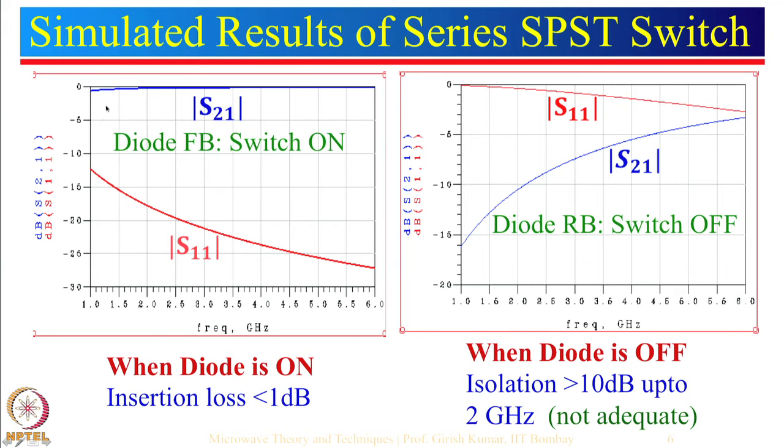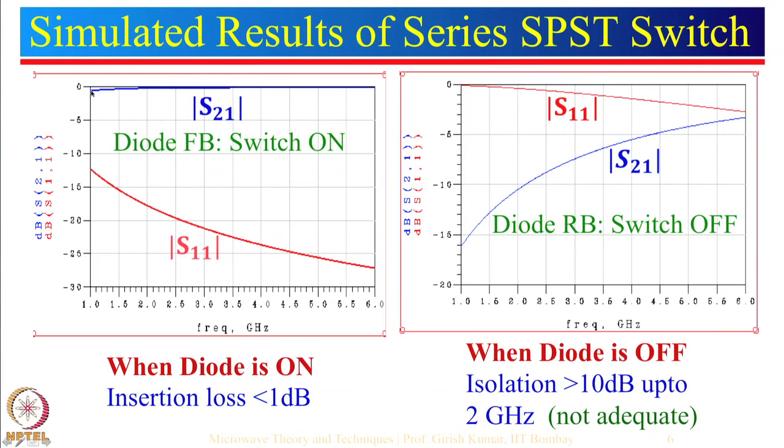Now you might wonder why there is more loss over here. Actually, the reason is not that the switch is bad. The reason is we have used a coupling capacitor of only 100 picofarad. If we use 1 nanofarad capacitance, then this will become flatter also. So it depends upon whatever frequency of operation you desire.